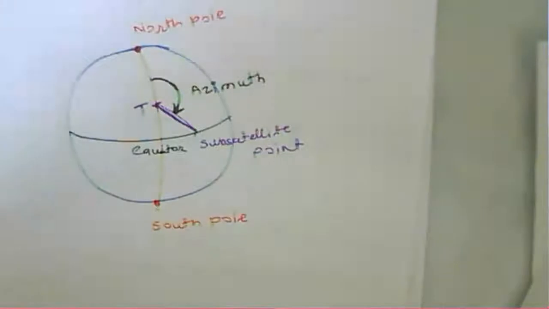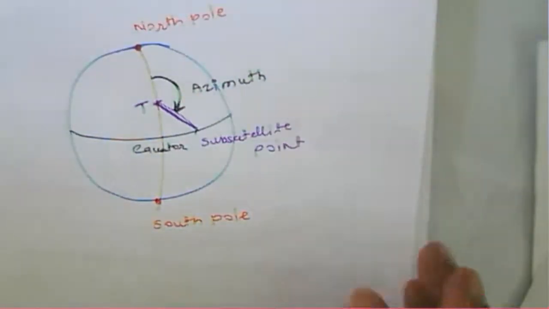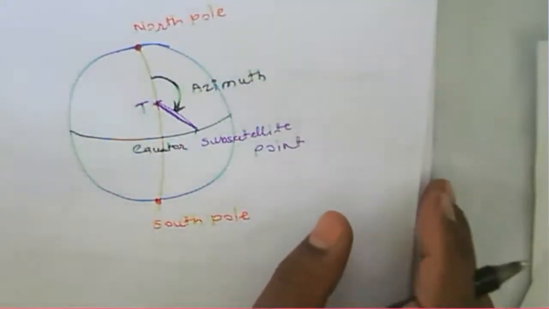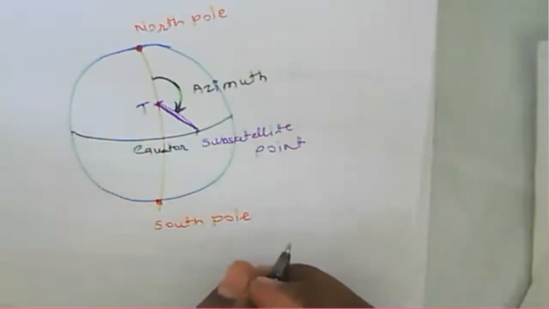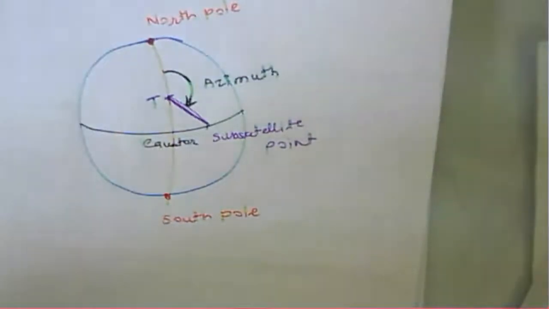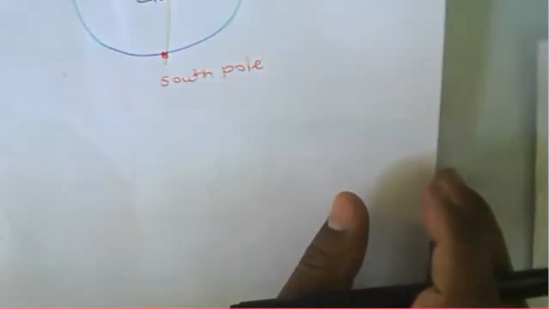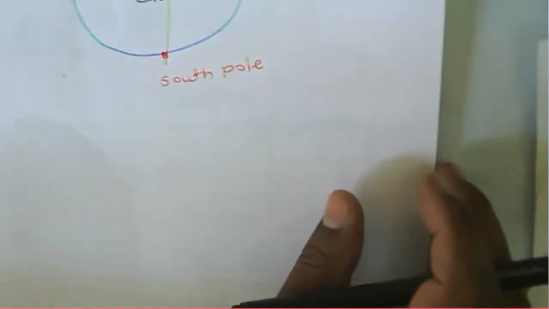Generally we consider the north pole, but there is a variation between magnetic north and magnetic south. So we need to consider the true north here. We will not consider magnetic north. Whichever north pole we consider, the true north has to be considered. So we can calculate the azimuth angle and the elevation angle.